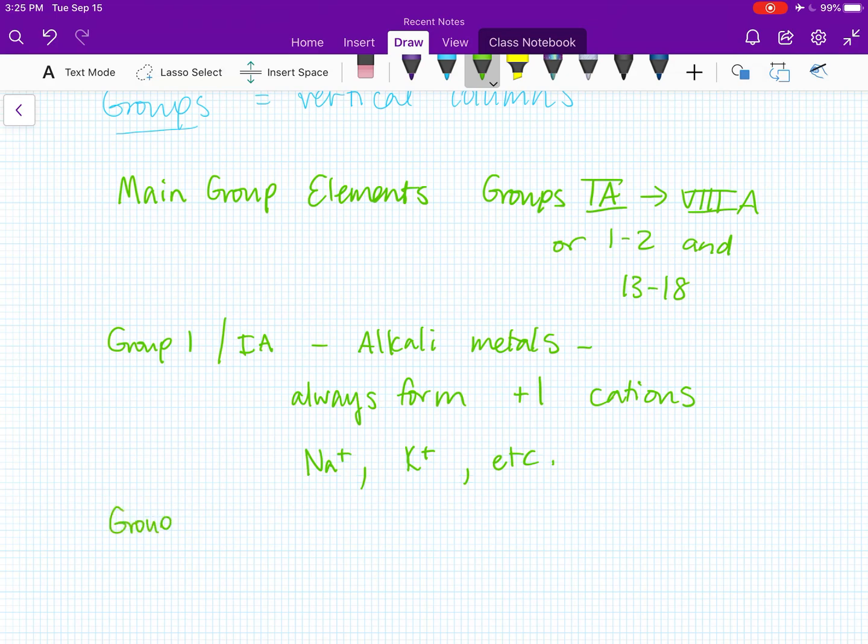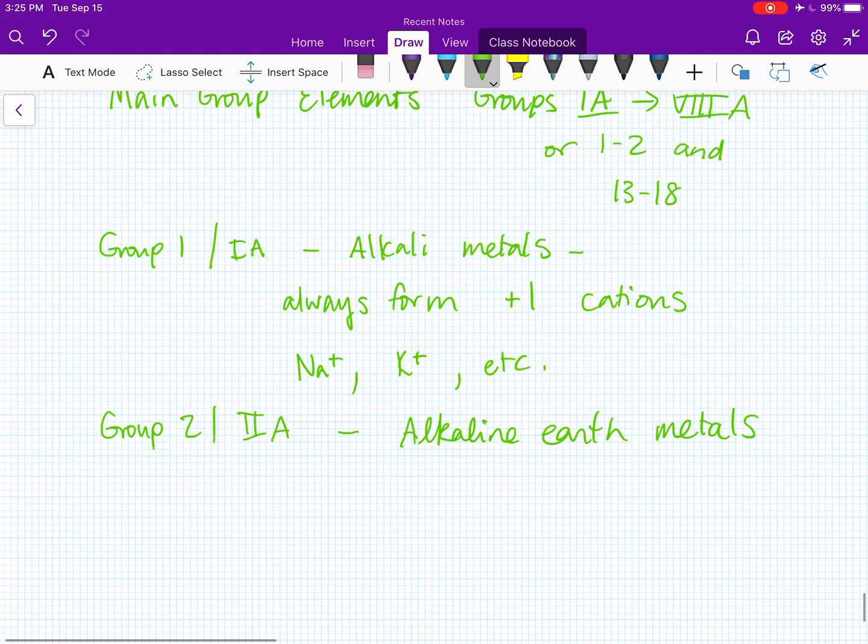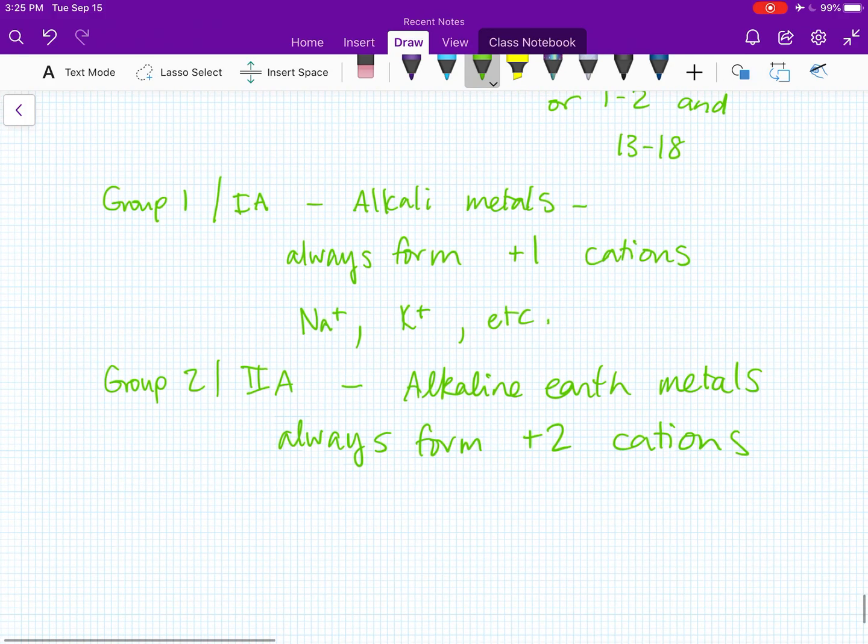As we go across the periodic table, we have group 2 or 2A. These elements are known as the alkaline earth metals. And those metals always form, you can see this from the periodic table, +2 cations. They want to lose their 2 valence electrons to be more like the noble gas nearest to them. So, for example, there you would have calcium 2+, magnesium 2+, etc. These alkaline earth metals always are forming 2+ cations.